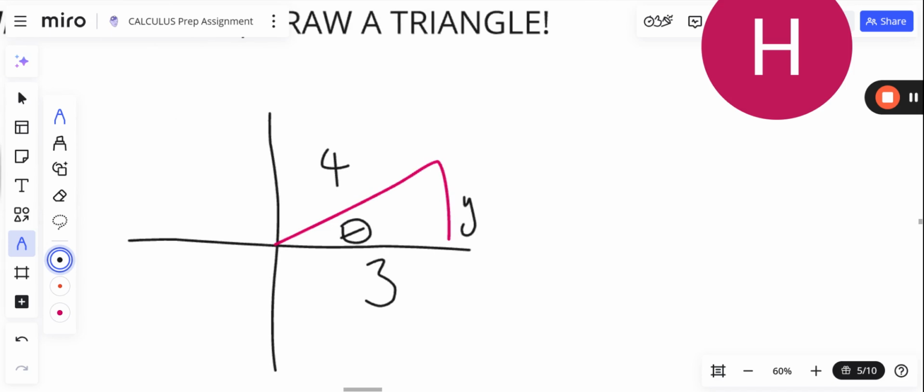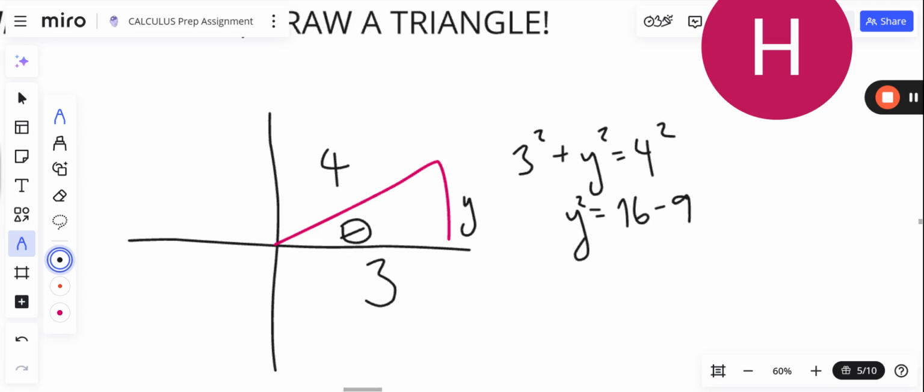Let's just call it y. And we know that 3 squared plus y squared is 4 squared. So therefore y squared equals 16 minus 3 squared, which is 9. And so y is equal to plus or minus root 7, technically, but in this case, it's going upwards, so this is our plus root 7.